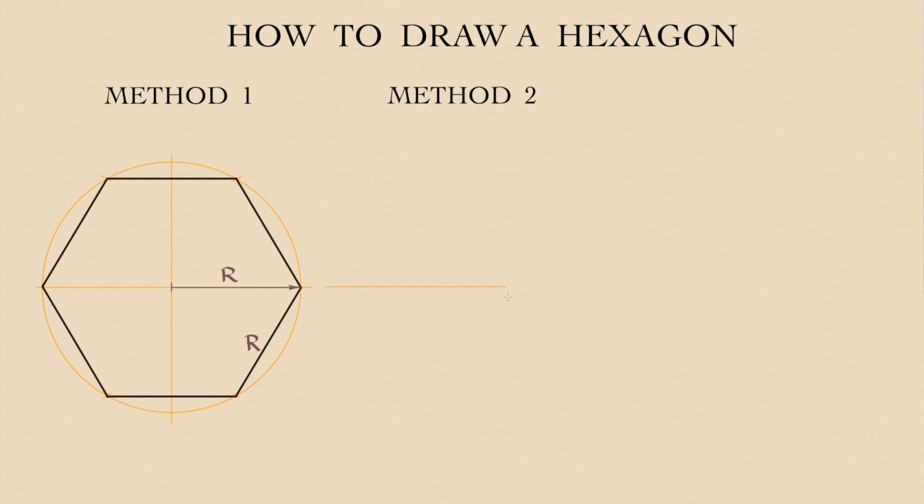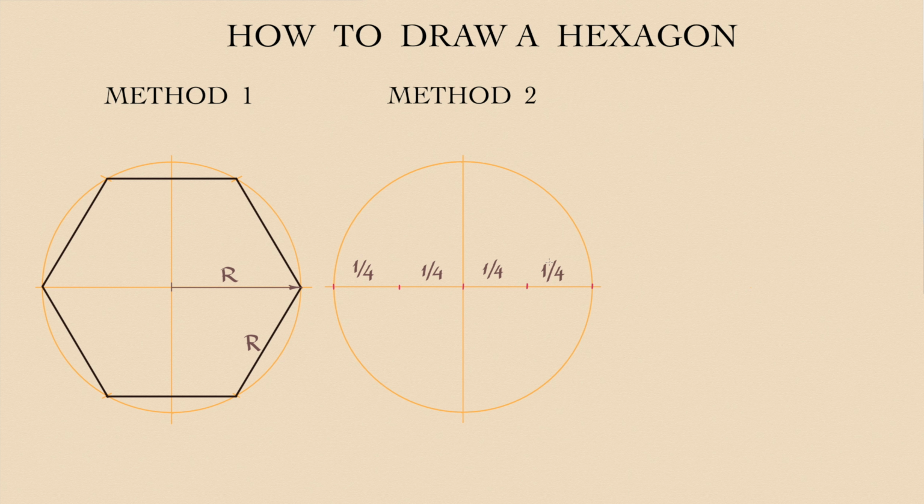I will now show you another method of drawing a hexagon. Once again, let's begin with a perfect circle. Its diameter can be divided into 4 equal parts. To get these parts, simply split the radius in half. Here are 4 parts of the circle's width.